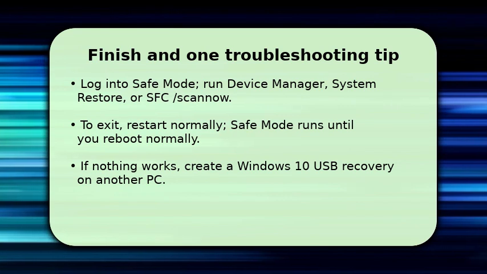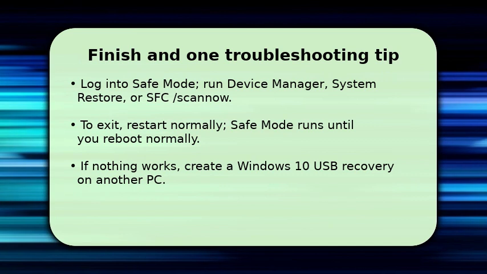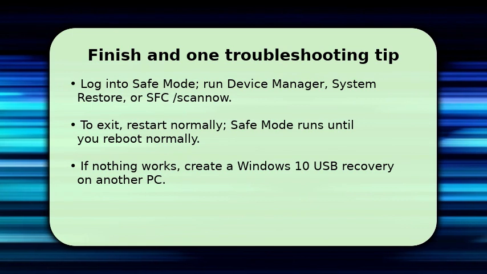If safe mode fails to appear or the screen remains black, use one key troubleshooting tip. Create a Windows 10 recovery USB on another computer, boot from it, and run startup repair or reinstall.